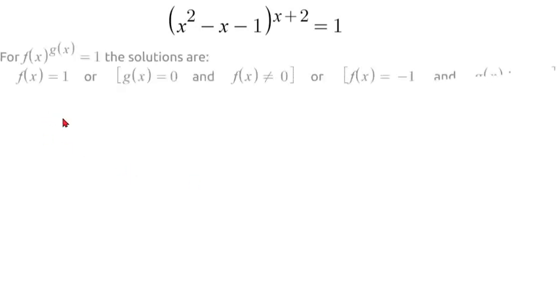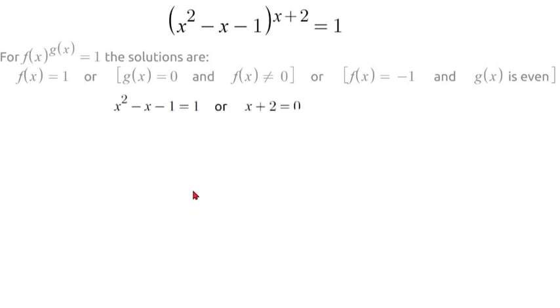So for f of x to the power of g of x is equal to 1, the solutions are f of x is equal to 1, or g of x is equal to 0 and f of x cannot equal 0, or f of x is equal to negative 1 and g of x is even. So we are going to write these all out and solve for them.